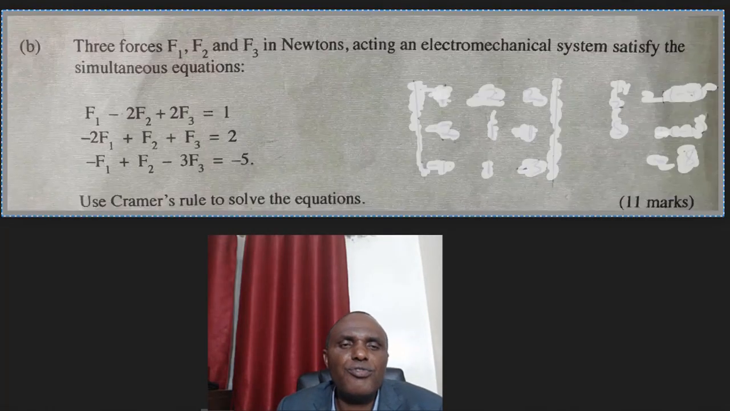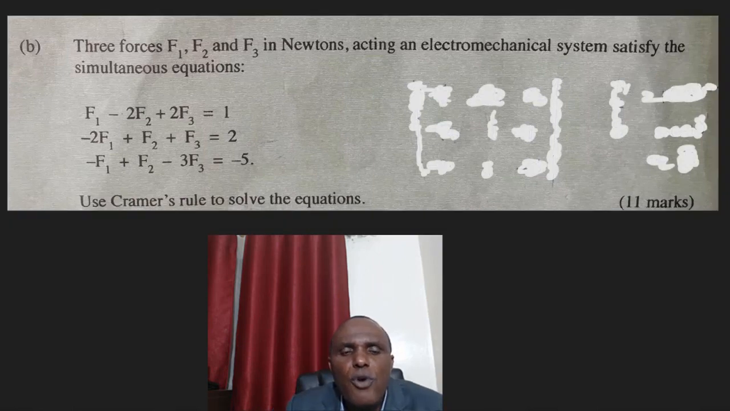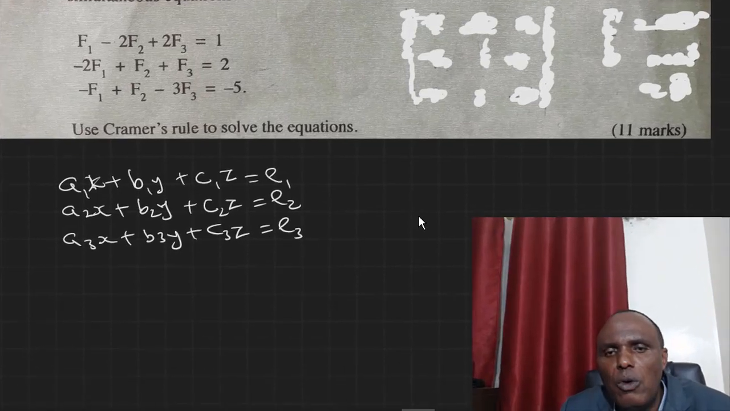Let us solve question number 3, part B. The question involves solving a system of simultaneous equations using Cramer's rule. If you have a system of simultaneous equations like this, it can be solved using Cramer's rule. And how can we do it?